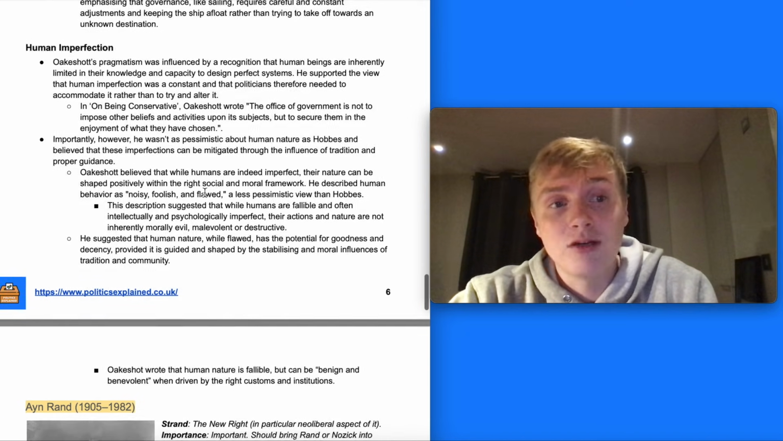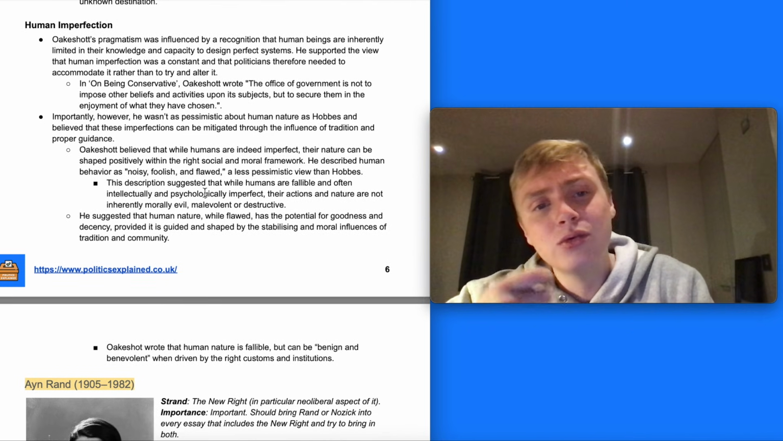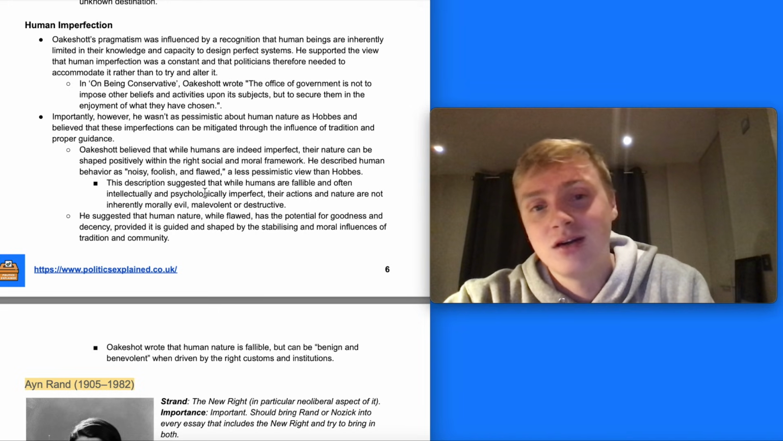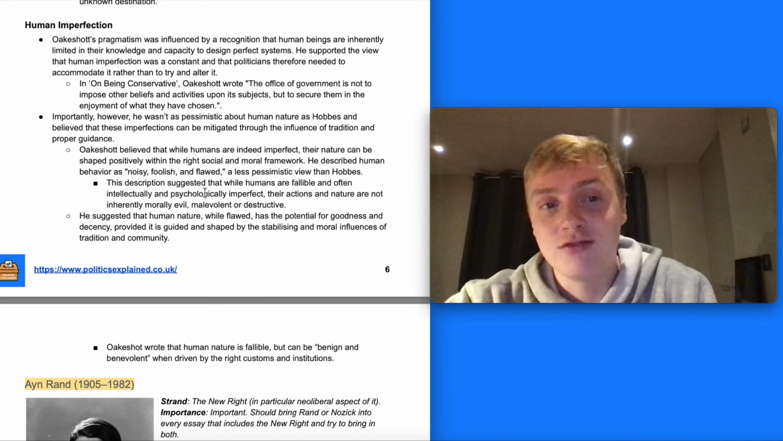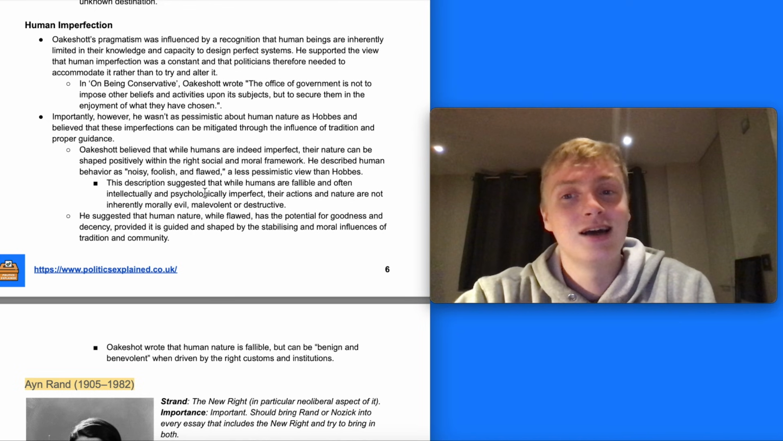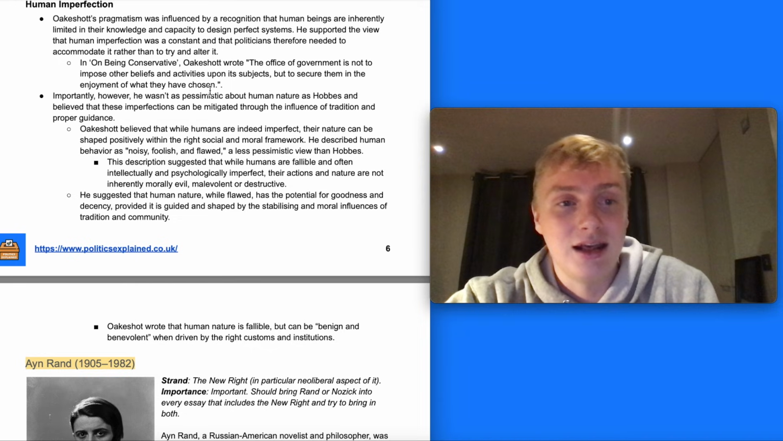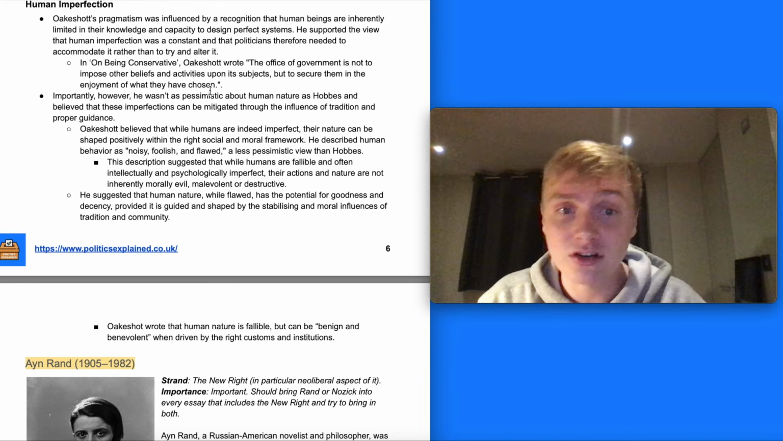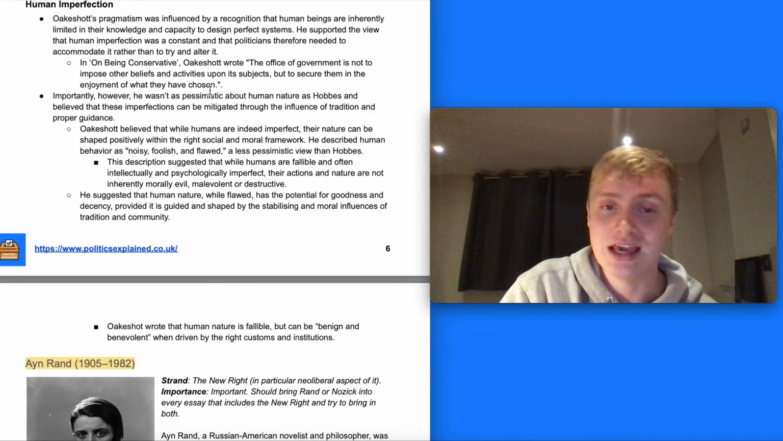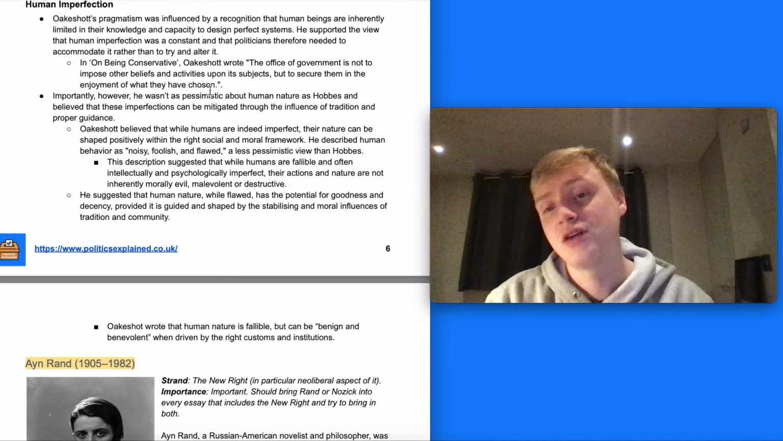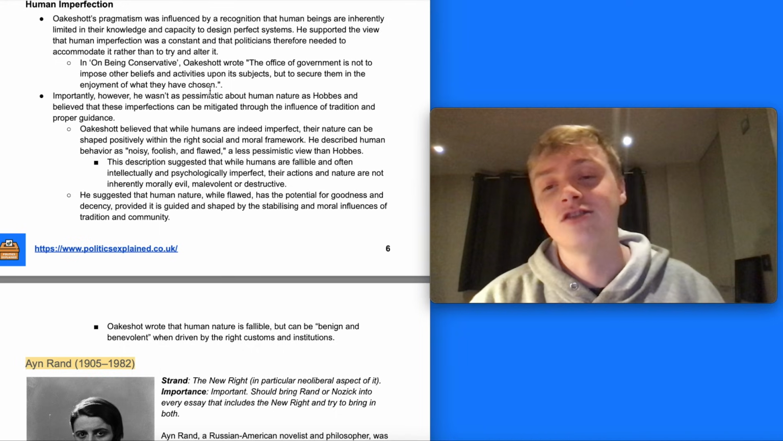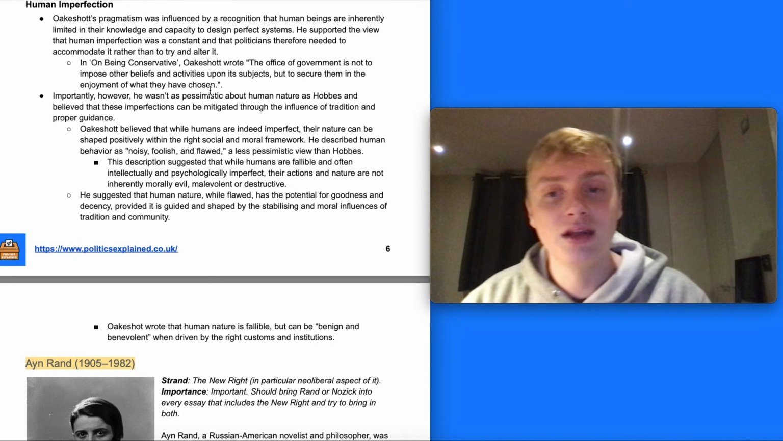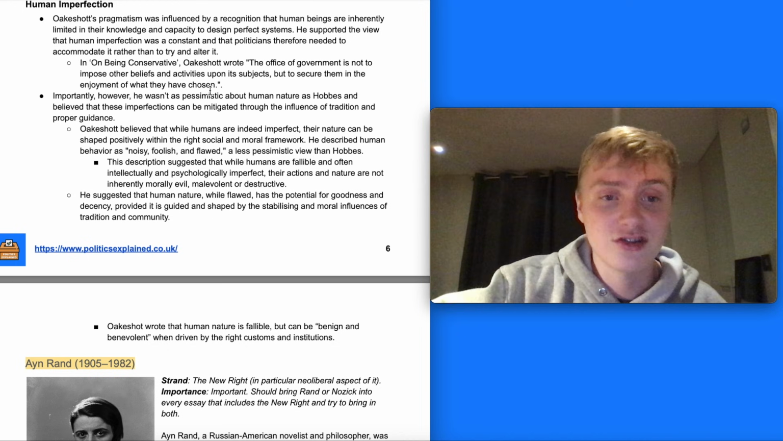But crucially, it was a bit of a move away from Hobbes. He was a traditional conservative, but a bit less pessimistic than Hobbes. So he didn't think life nasty, brutish, and short. He thought life would be noisy, foolish, and flawed. It was very much a direct reference to Hobbes in how he's writing. And really suggesting that humans are fallible and often intellectually and psychologically imperfect, so a belief in human imperfection, but they're not inherently morally evil, malevolent, or destructive. And I suppose that's consistent with the traditional conservative view of Burke in terms of the idea of guidance in shaping humans in the right direction.